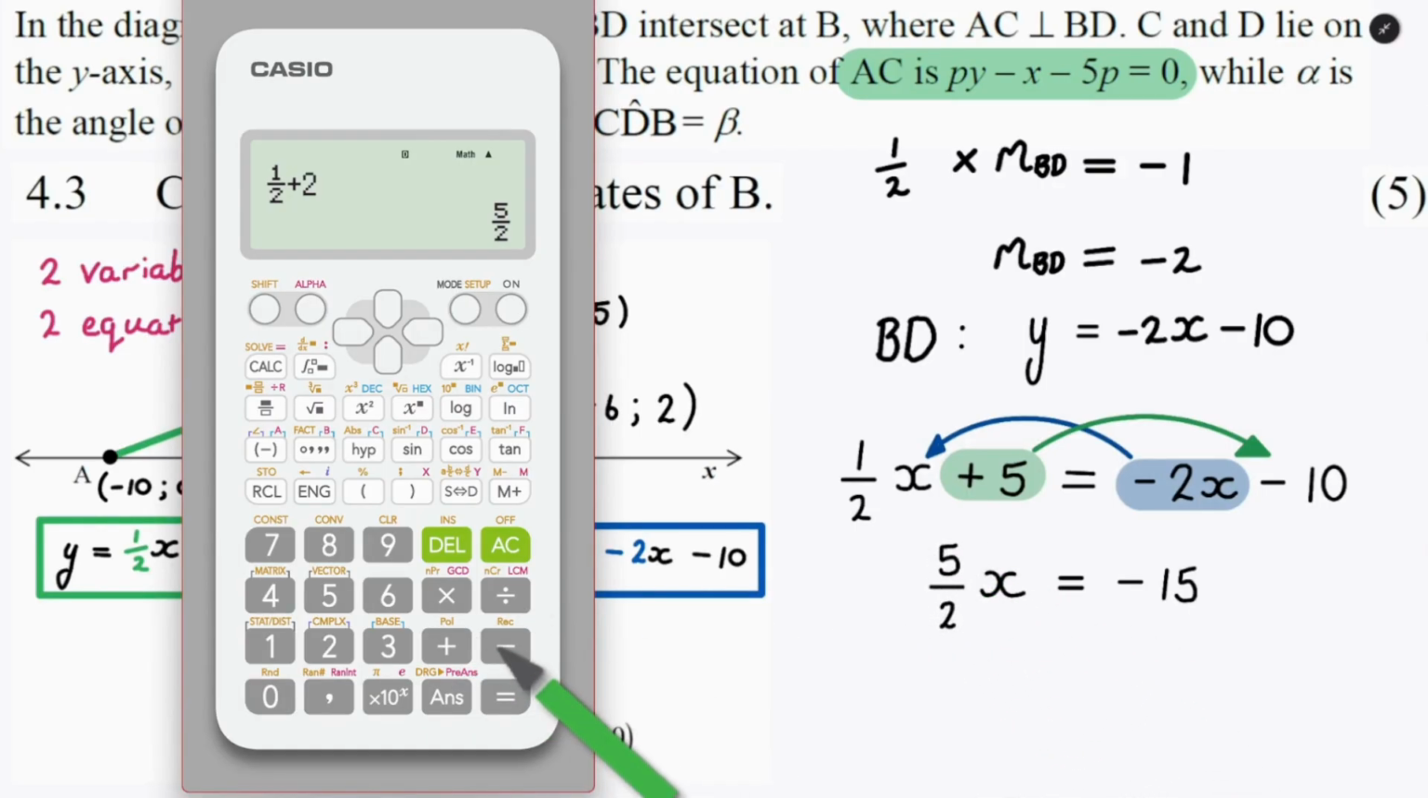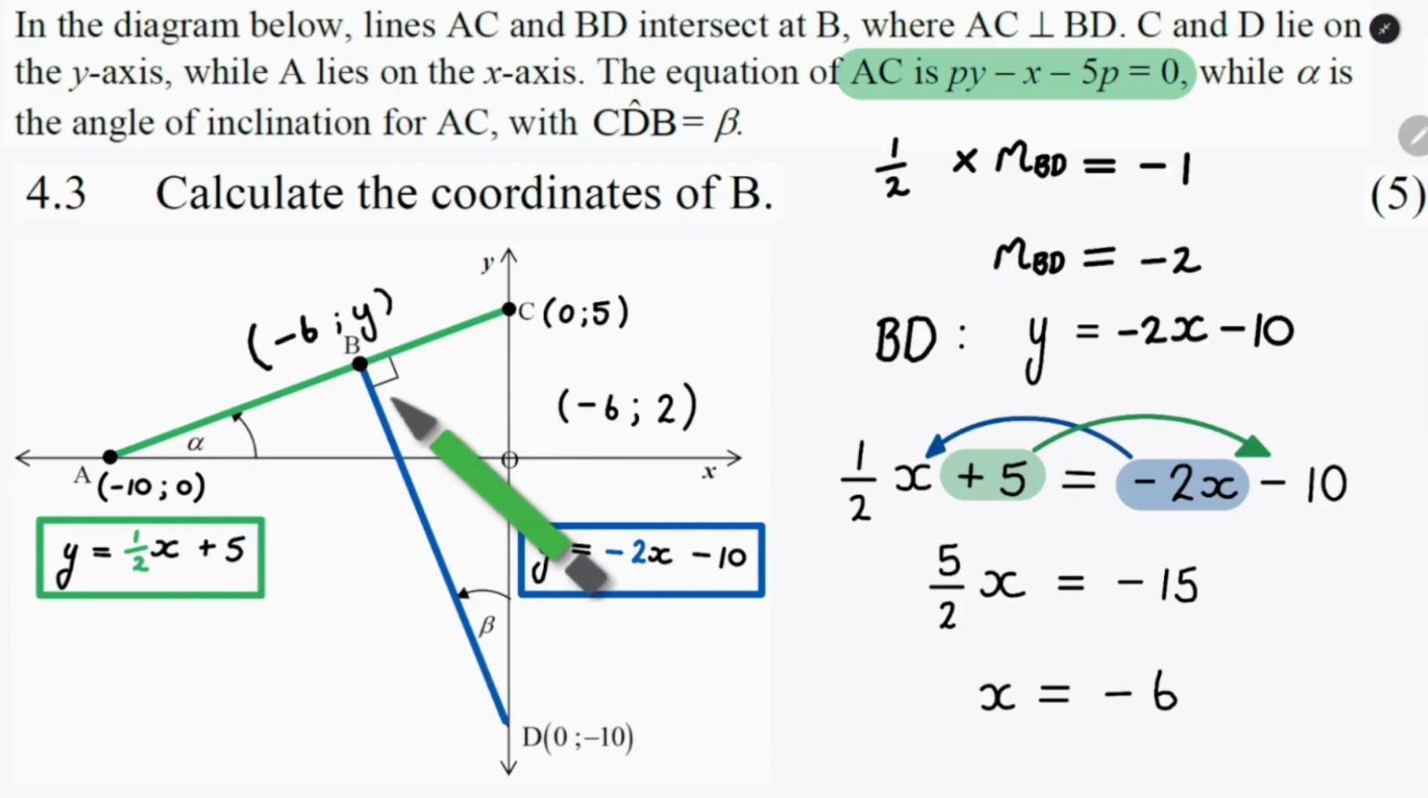Just make sure when you type it in on the calculator, you say minus 15 divided by a fraction like this. And then that's going to give us negative 6 for the x value. So we're almost there. We now know that b has an x value of negative 6.